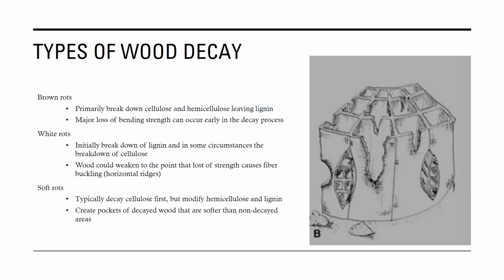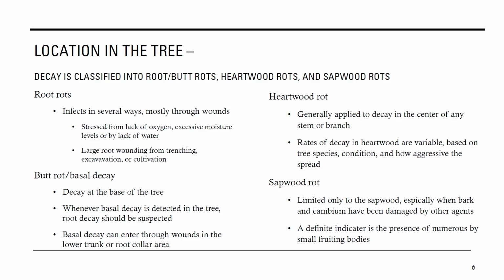They're not well researched. There's some research out there, and I'm constantly trying to learn more about it, but it's not as clear as white rots and brown rots in the literature. Soft rots typically decay cellulose first, but while doing that, they modify the hemicellulose and the lignin, and they create pockets of wood that are softer than non-decayed areas. One of the most important decay organisms is a soft rot that we'll discuss here.